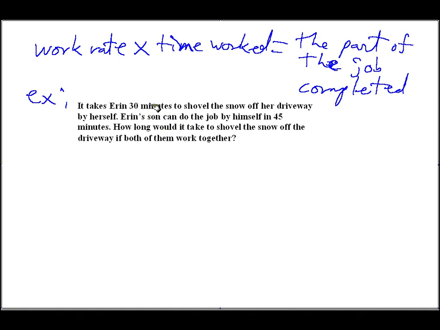So it should be less than 30 minutes. Otherwise, why ask the son to help, right? It makes no sense then. Just have Erin do it all by herself. So again, the answer to this question should be less than 30 minutes, is what I'm trying to say. So hopefully we can see the logic in that.